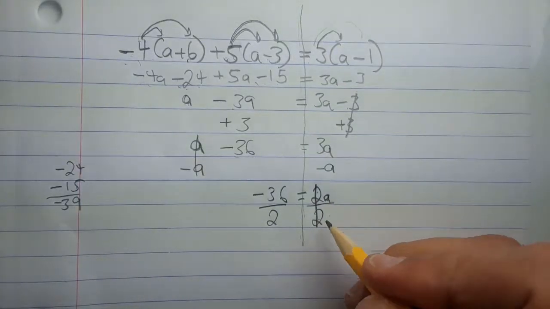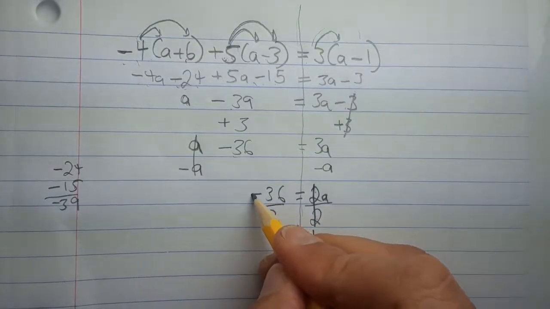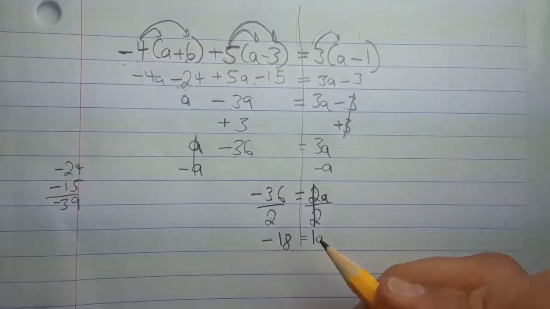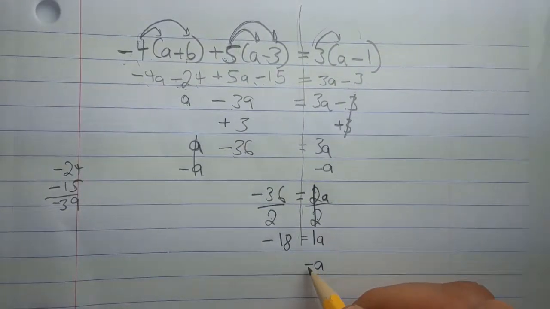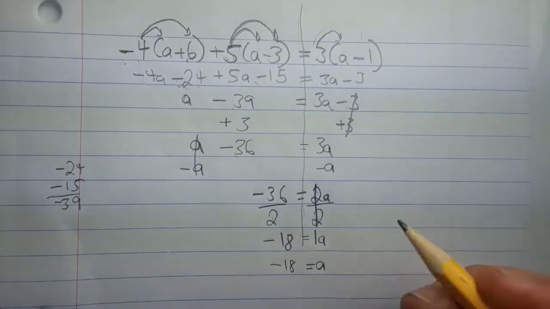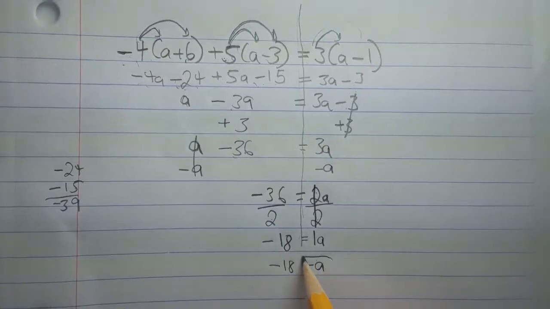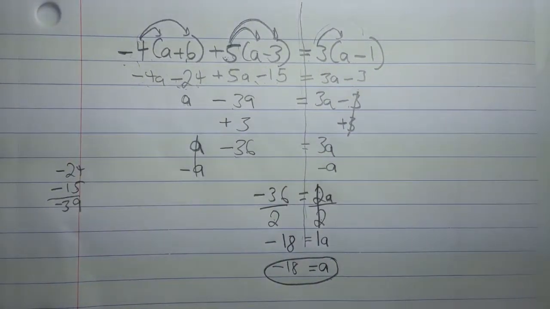So this is literally, you can rewrite this if you want as 1a equaling negative 36 divided by 2, which is negative 18. And then 1a is really just a, so I can say a equals negative 18. Again, you could write 1a, but typically it's written as a. So there's our answer there. Negative 18 equals a.